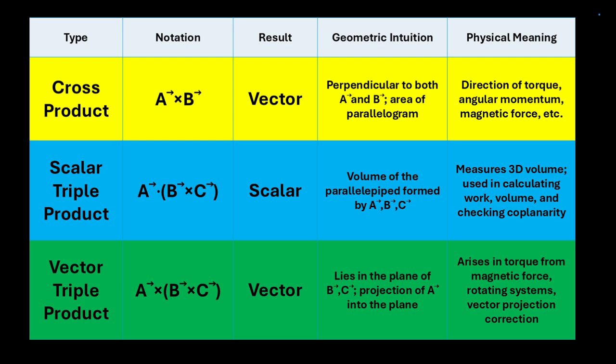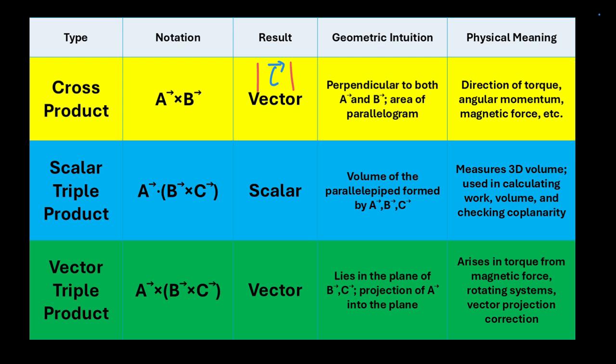All right. So the cross product, represented as A cross B, results in a vector. To be more precise, it results in a new vector, vector C, such that it is perpendicular to both vectors A and B, and the magnitude of vector C gives the area of the parallelogram made by vectors A and B respectively. The physical significance being direction of torque, angular momentum, magnetic force.